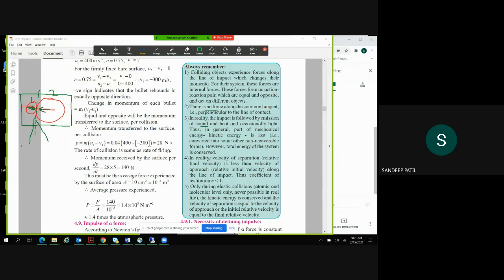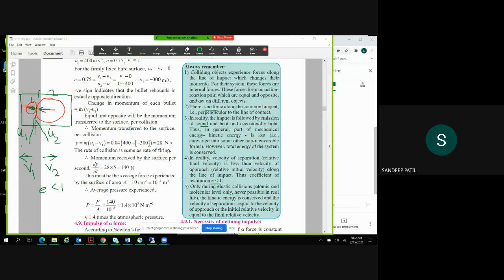In reality, the velocity of separation, the relative final velocity, is less than the velocity of approach, the relative initial velocity, along the line of impact. Thus, the coefficient of restitution is always less than 1. After colliding, the difference between the two final velocities, V2 and V1, is always less than the difference between the initial velocities, U1 and U2. So the velocity of separation is less than the velocity of approach along the line of impact. Thus, the coefficient of restitution is always less than 1.